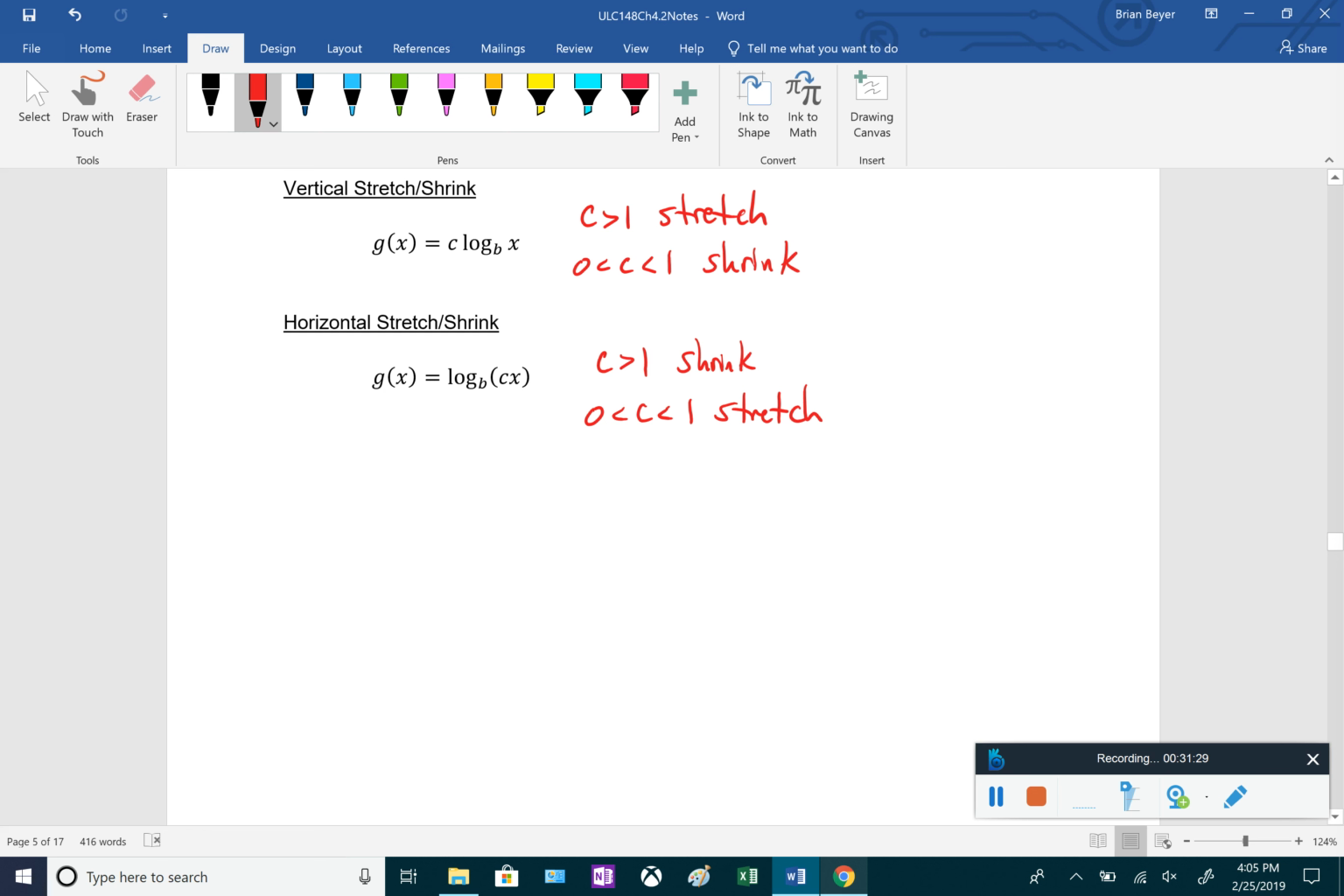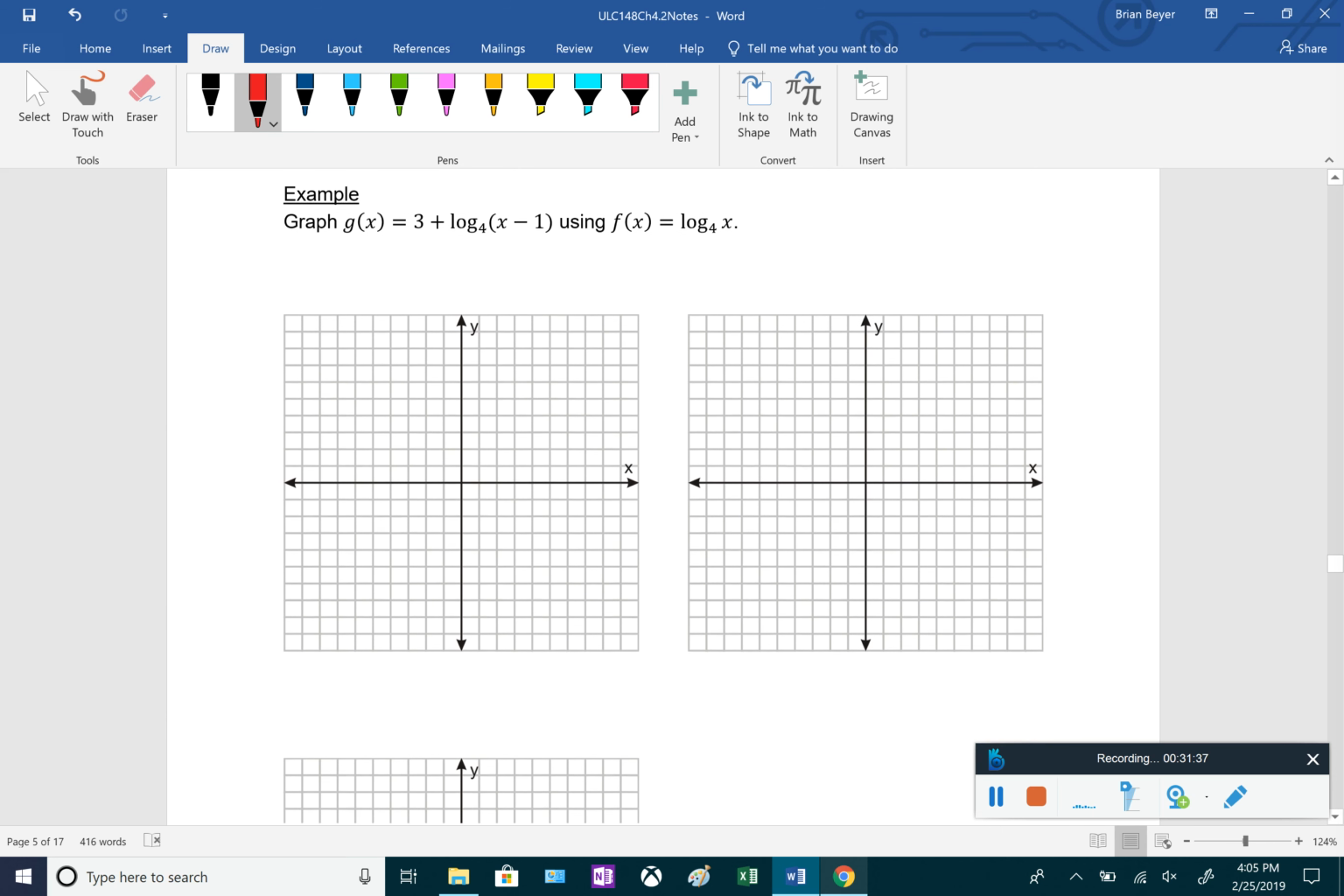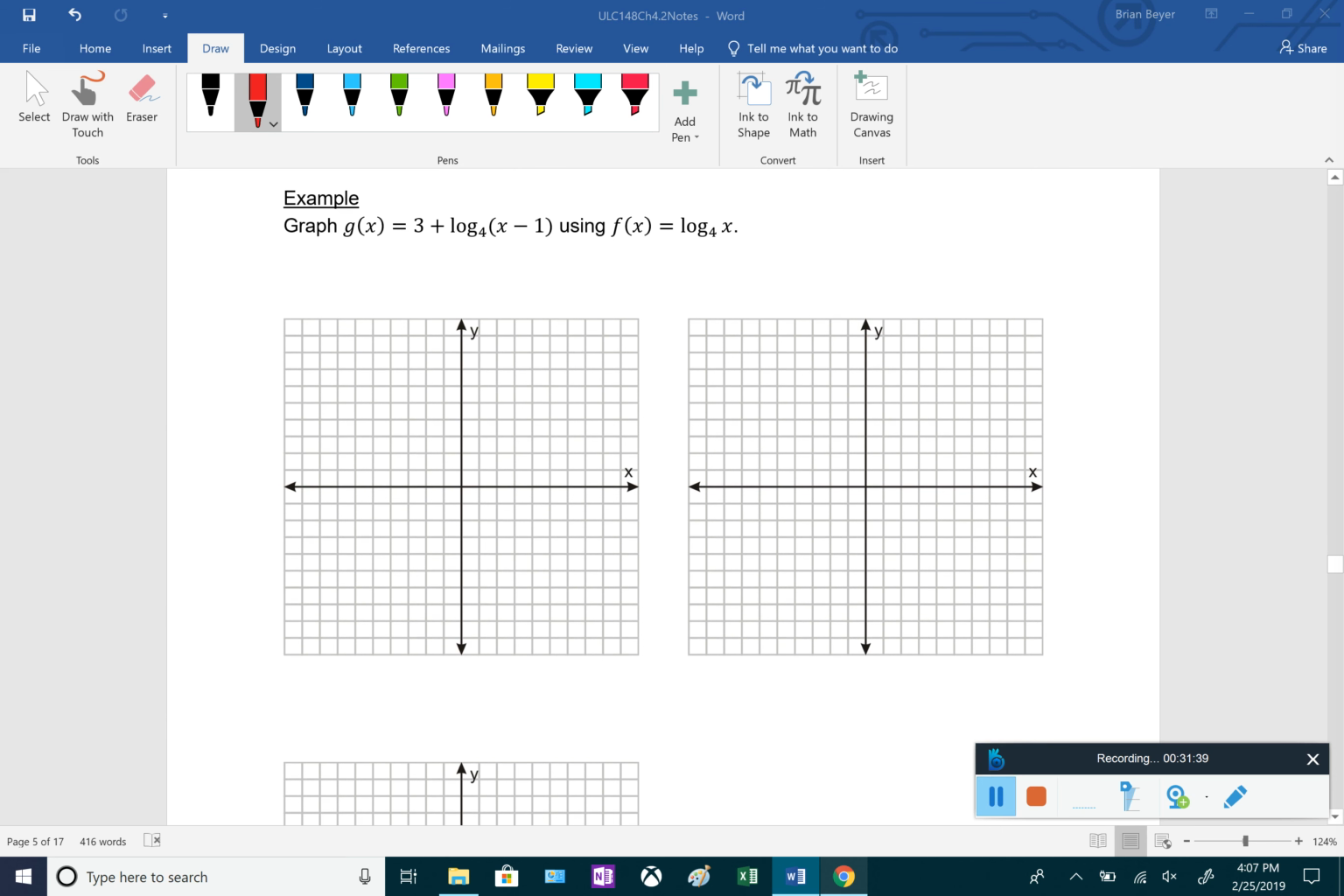So a shrink, meaning it's moving towards the y-axis, a stretch, meaning it's moving away from the y-axis. Let's do 2 examples of transformations. So we're going to graph g of x, which is 3 plus log base 4 of x minus 1, using f of x, which is log base 4 of x.